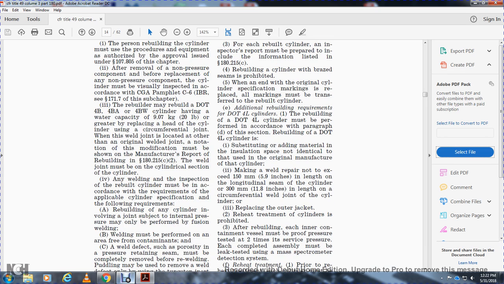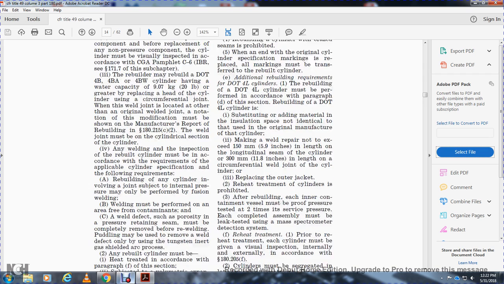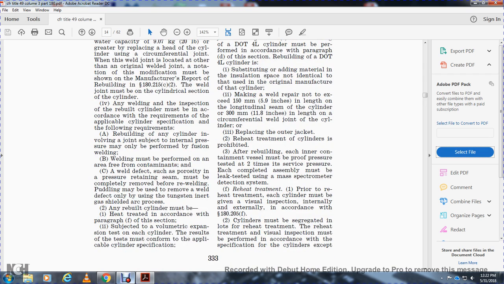Each of the inner containing vessels must be pressure tested at least 2 times the surface pressure. Each completed assembly must be leak tested using the mass spectrometer detection system. Prior to the reheat treatment, each of the cylinders must be given a visual inspection internally and externally, in accordance with the statute 182.05f.